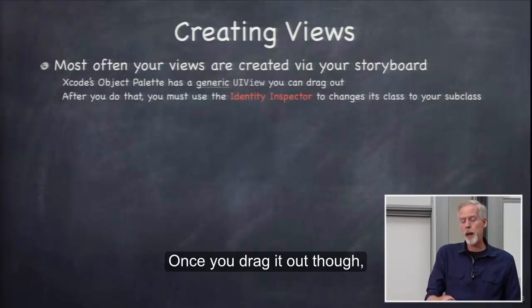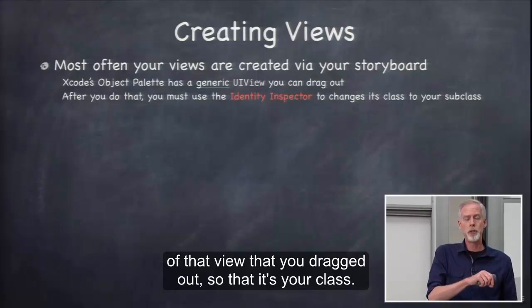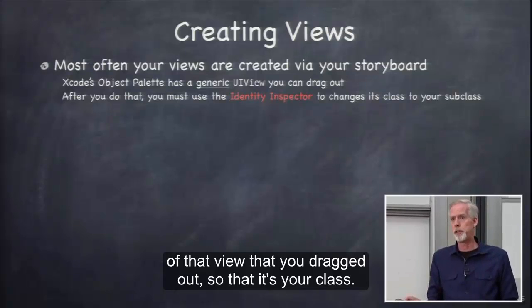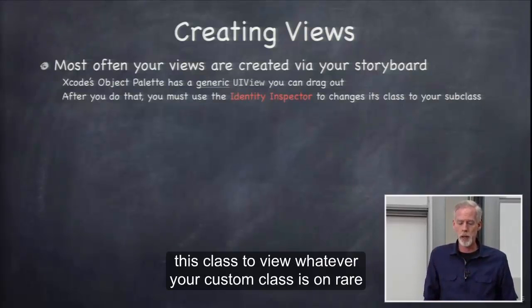Once you drag it out, though, you have to go to the identity inspector and change the class of that view you dragged out so that it's your class. Okay? So it's a two-step process. You drag your custom view out, then you change this class to be whatever your custom class is.